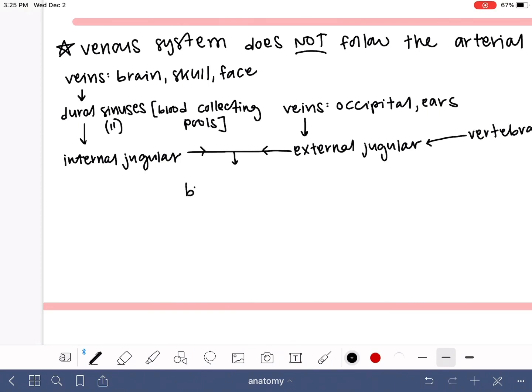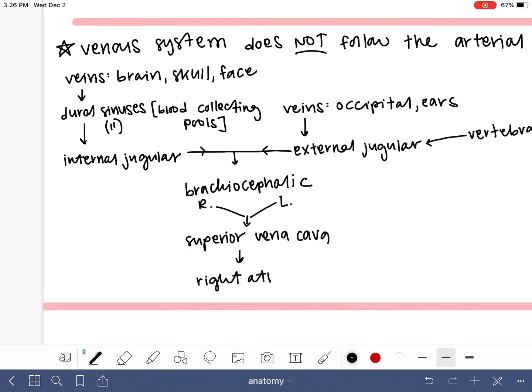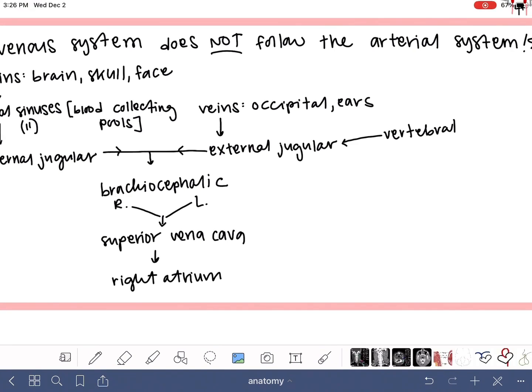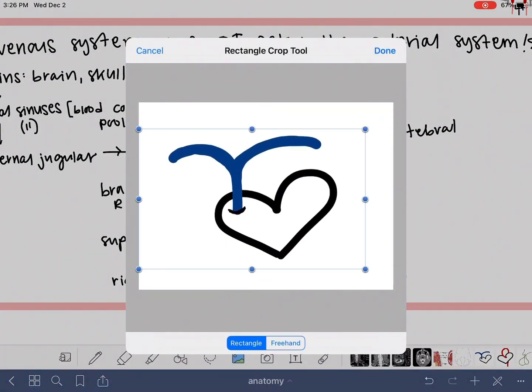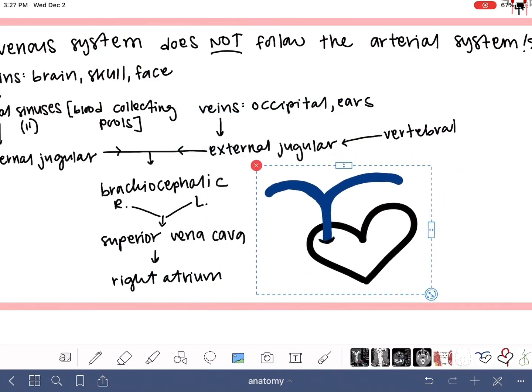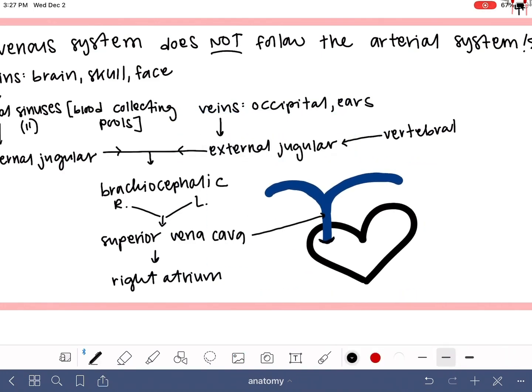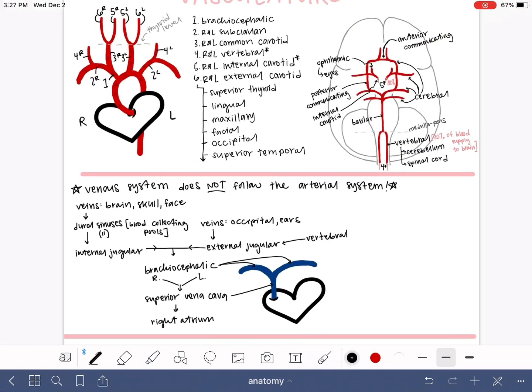The external and internal jugular will come together on each side, so there's actually going to be a left and right brachiocephalic vein from this merger. And the left and right side will merge together into the superior vena cava, and that superior vena cava will drain into the right atrium of the heart to start that systemic circulation all over again. So superior vena cava is right there, going into the atrium, and then the brachiocephalic right and left.